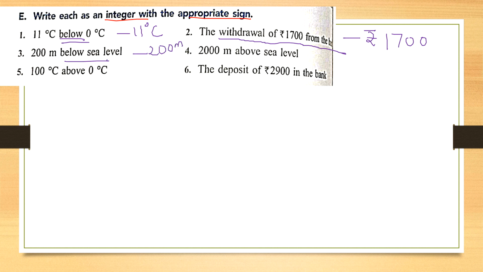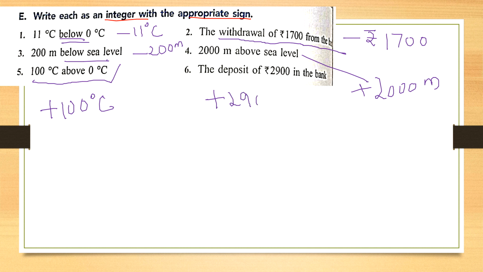2000 meter above sea level, so this one is 2000 meter. This is going to be positive. Okay, this is going to be positive. 100 degrees centigrade above 0 degrees centigrade, so it is plus 100 degrees centigrade. The deposit of this, if you are depositing, you are collecting, you are saving, so this is plus 2900. I hope this is clear. So let me make this sign even better. Okay, so I hope this clears the chapter.